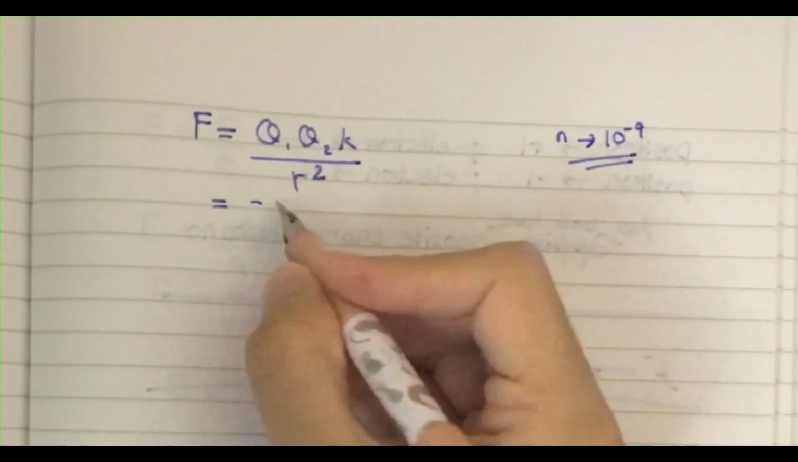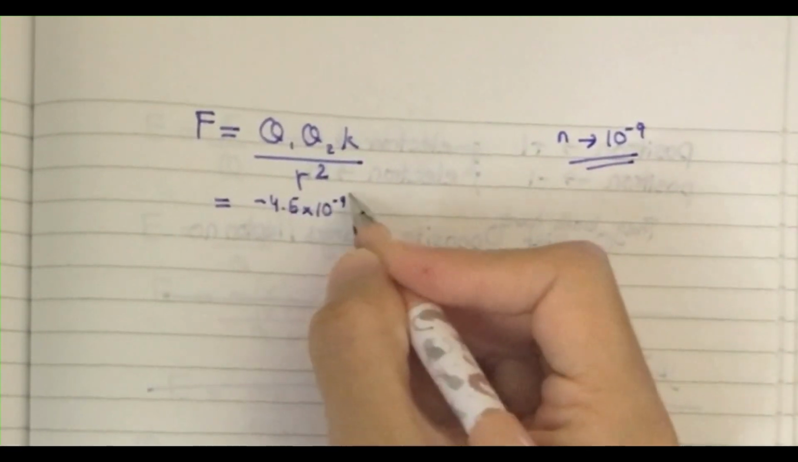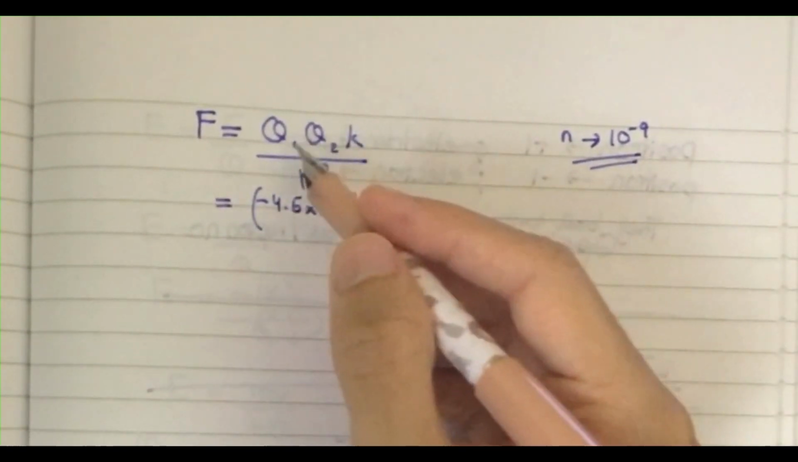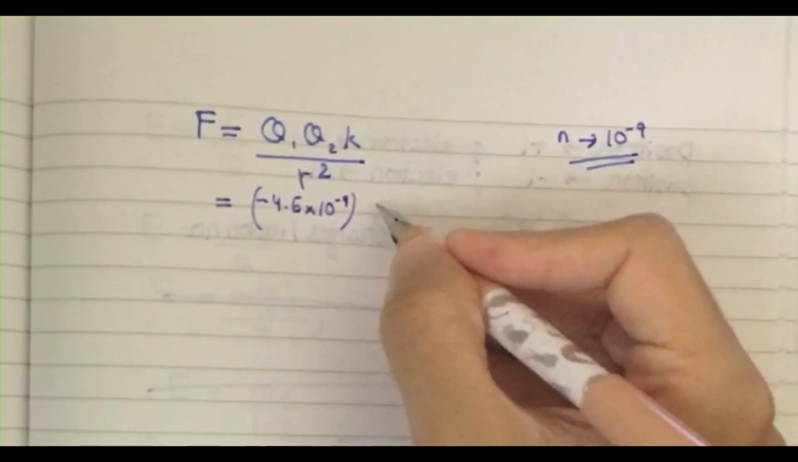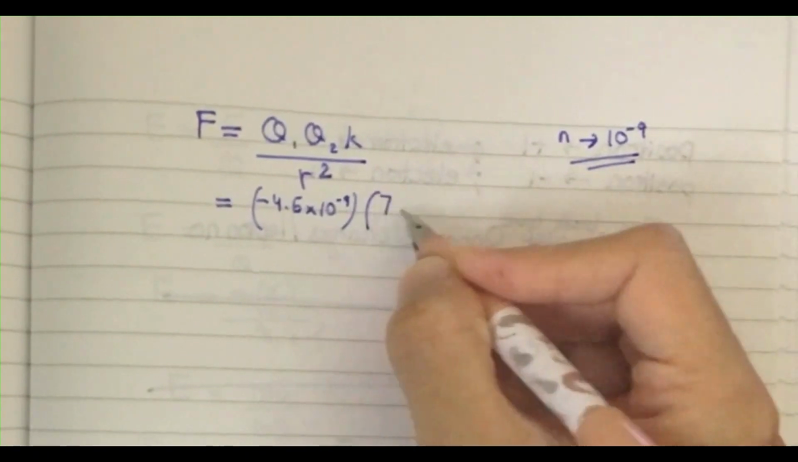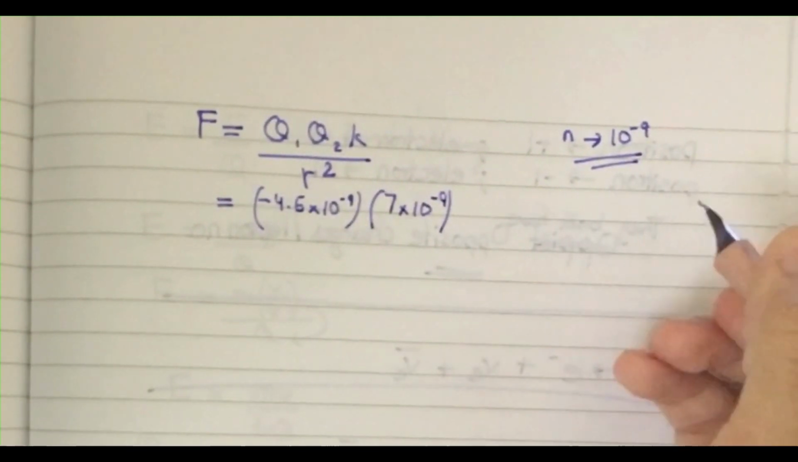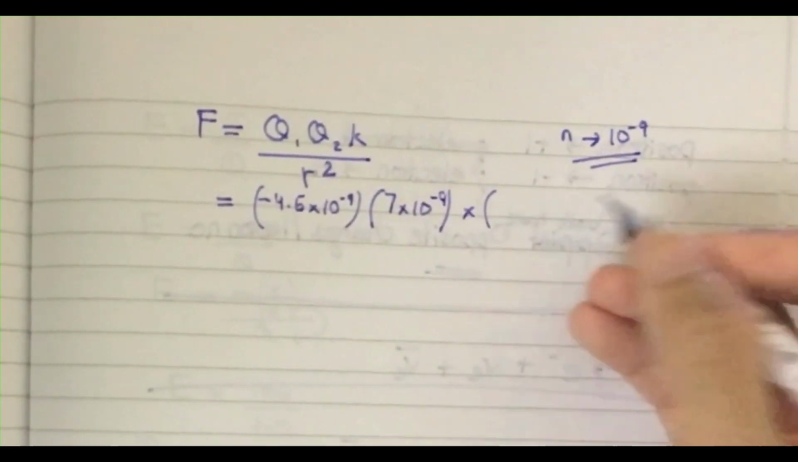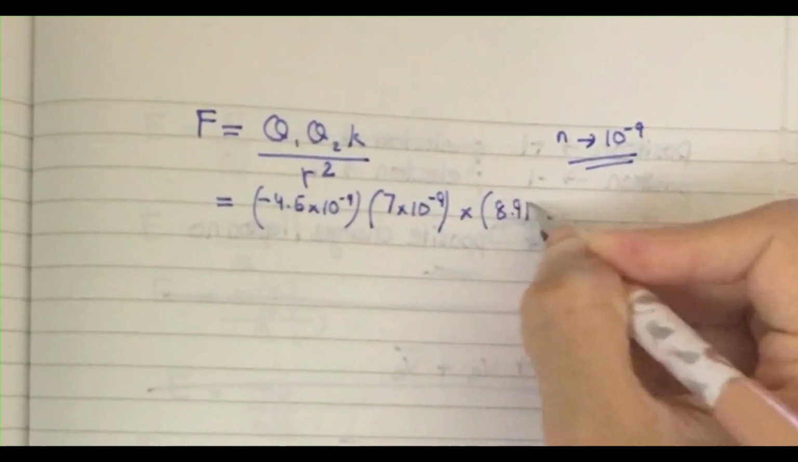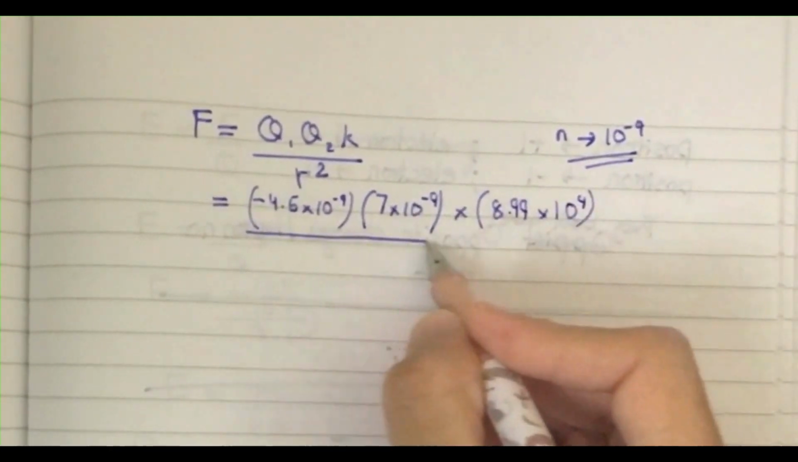So let's input the values that have been given in the question. Q1 is our 4.5 times 10 raised to power minus 9. It doesn't matter where you put it; you can put this as Q2 or Q1. Now you have Q2 as 7 times 10 raised to power minus 9. And then you multiply with the K value, which is given at the end of your exam paper, 8.99 times 10 raised to power 9, and then you divide by the radius.